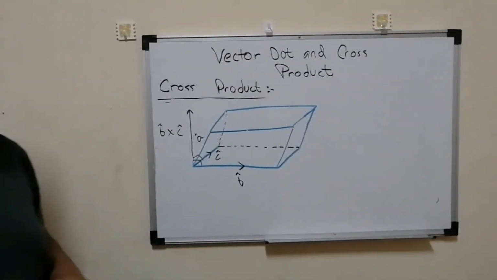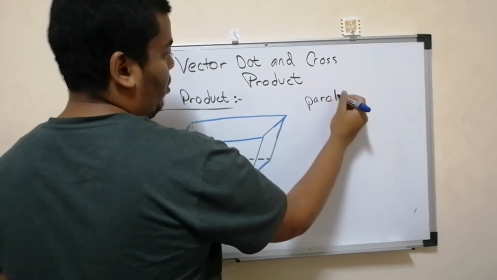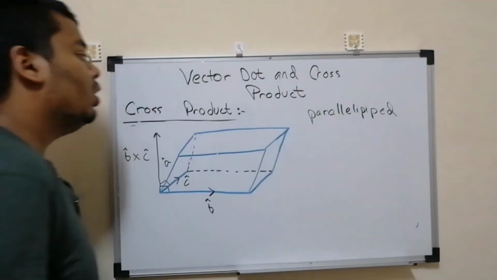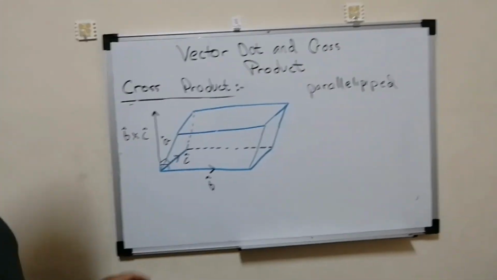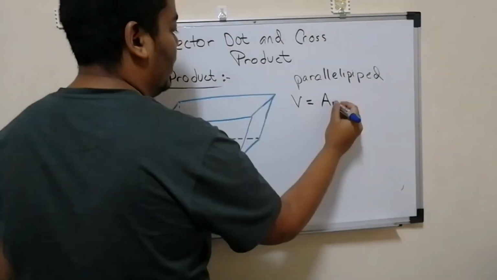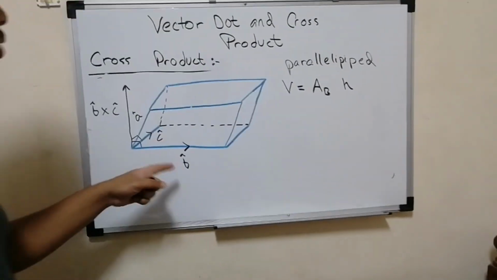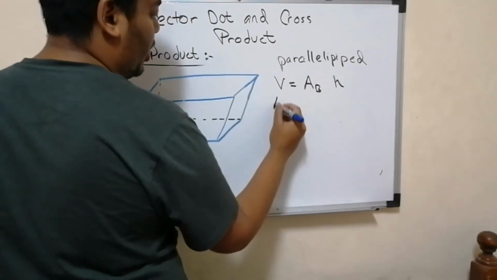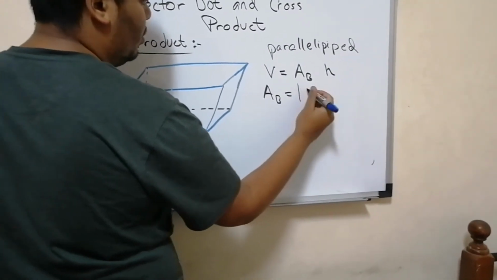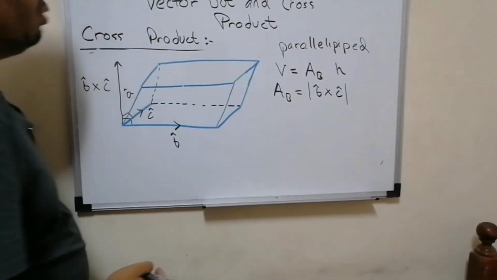This shape in particular is known as a parallelepiped. Now, for this shape, the volume of this three-dimensional shape will be area of the base into the height. The area of the base is very simple. The area of the base is given by the magnitude of the cross product of vector B and vector C.